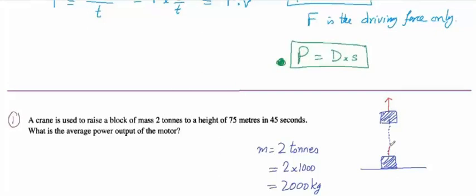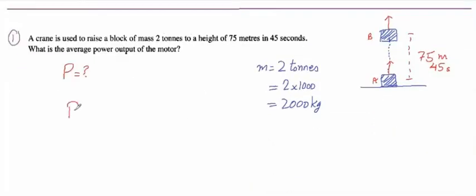It is brought to this position by the crane by putting some force in this direction. It is raised from point A to point B, which is at a height of 75 meters. So this gap is 75 meters, and it took 45 seconds to do this work. We know that it is the work done against gravity. Because the force which the crane is applying will be equal to the work done against gravity, the weight of the object times the distance moved.